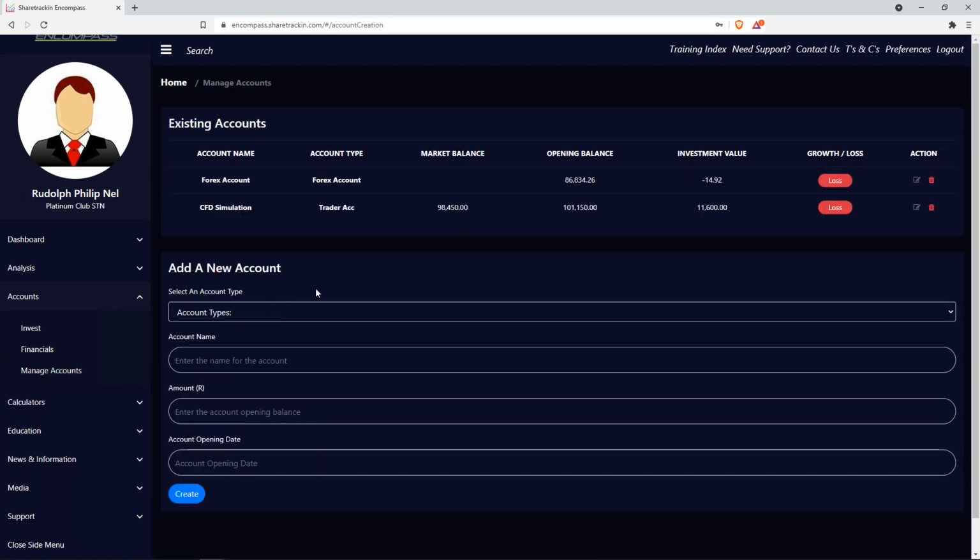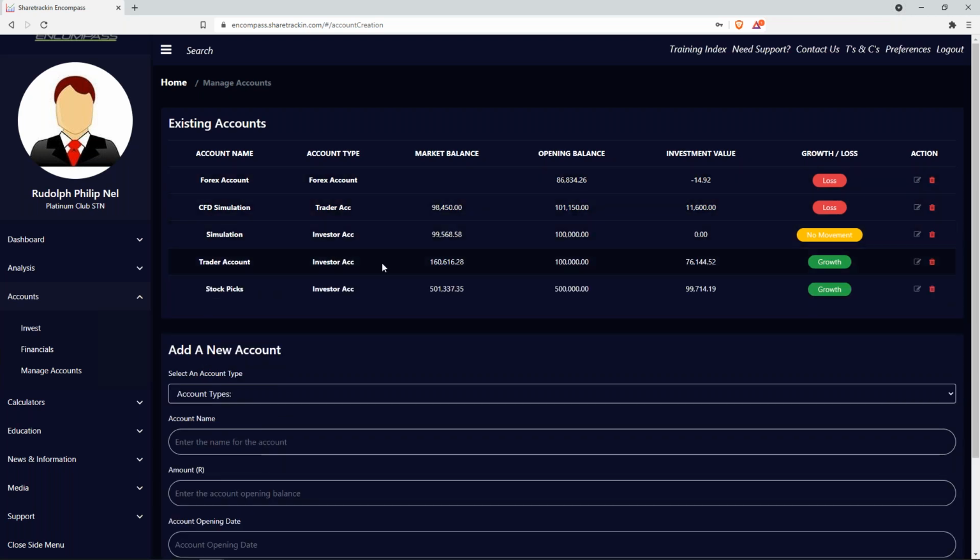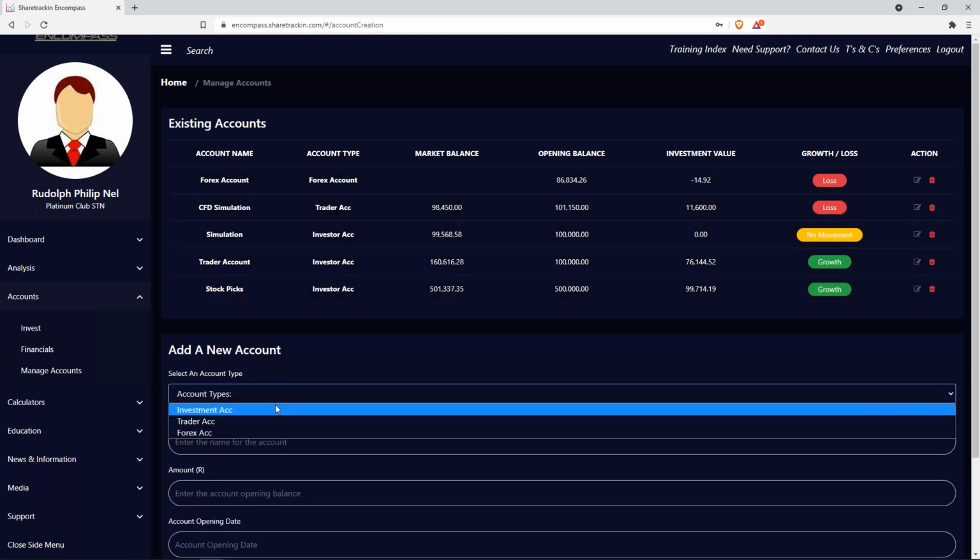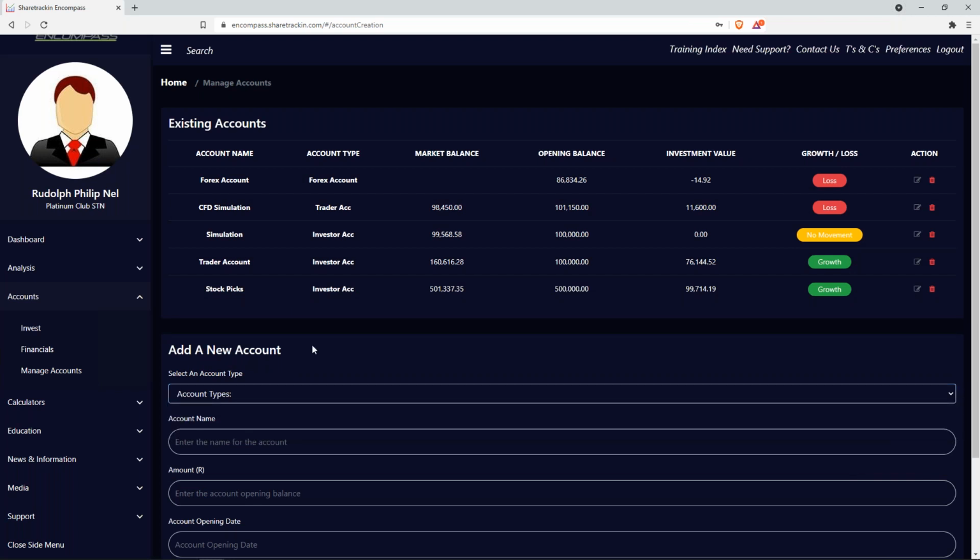Then manage accounts. Over here, you can create extra accounts. You see that I've got 5 different accounts. You can create an investment account, trader account, and forex account. You can have, I think, a maximum of about 5 more or less, which would be your normal simulation account, a CFD account, a forex account, and then you can add an extra trader account and an extra investment account. So you can have up to 5 or 6 different accounts that you can play around with, and they're all demo. Please note that it is not real money. You can't deposit real money into the software. The software is just the tool that you're going to use.